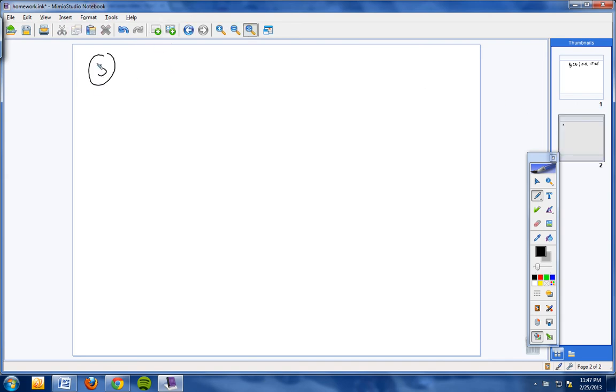Let's take a look at number 5. We are determining whether the two triangles are similar. If they are similar, write a similarity statement and find the scale factor. Real quick, I'm not going to spend a lot of time on writing all this stuff down perfectly.